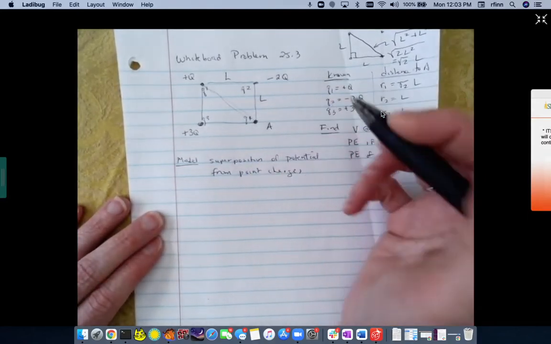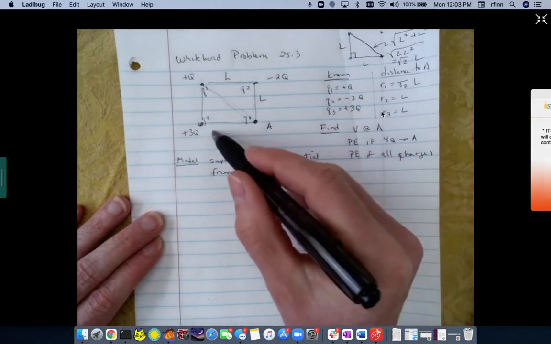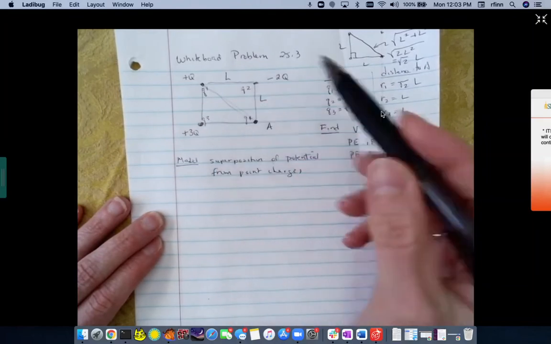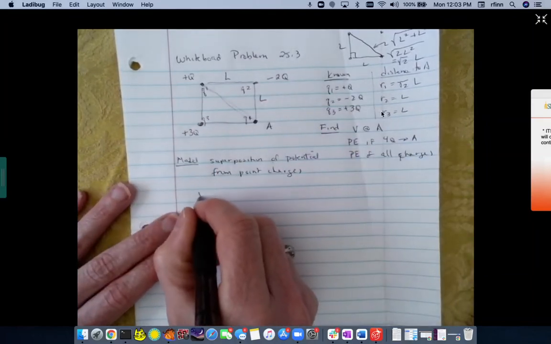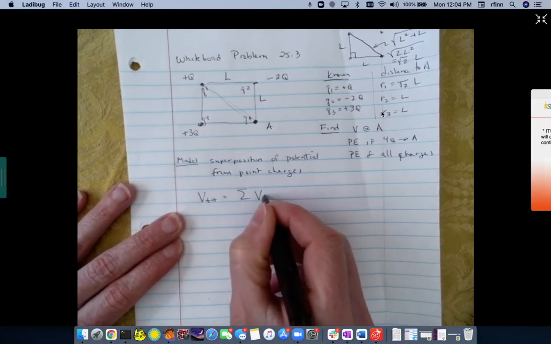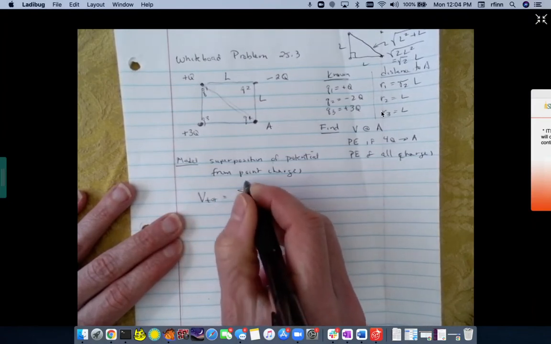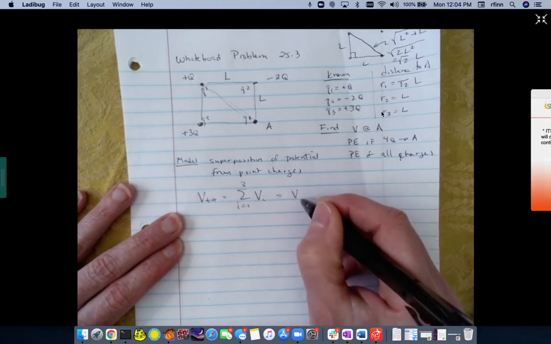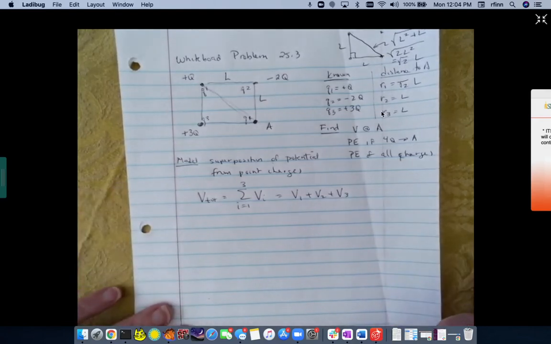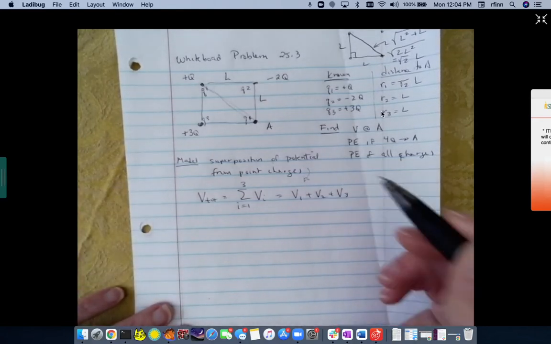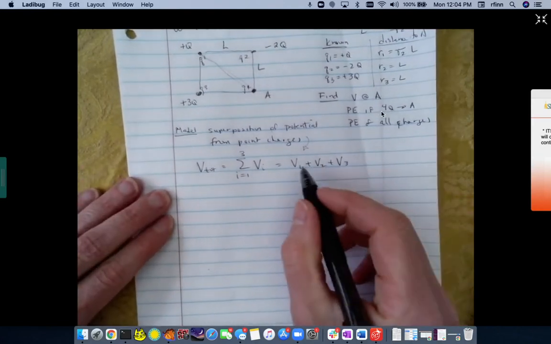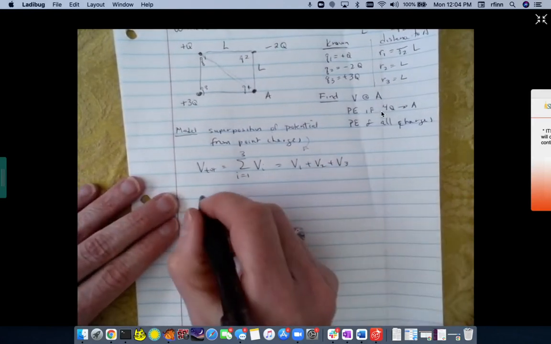Okay, so our potential at point A, given this model, is going to be the sum of the potential contributed from charge 1, charge 2, and charge 3. So our total potential is the sum of the potential of each charge, i equals 1 to 3: the potential from charge 1, plus the potential from charge 2, plus the potential from charge 3. So this model leads to this equation. Potential is a scalar, so we don't have to worry about directions. We're just adding these numbers together.